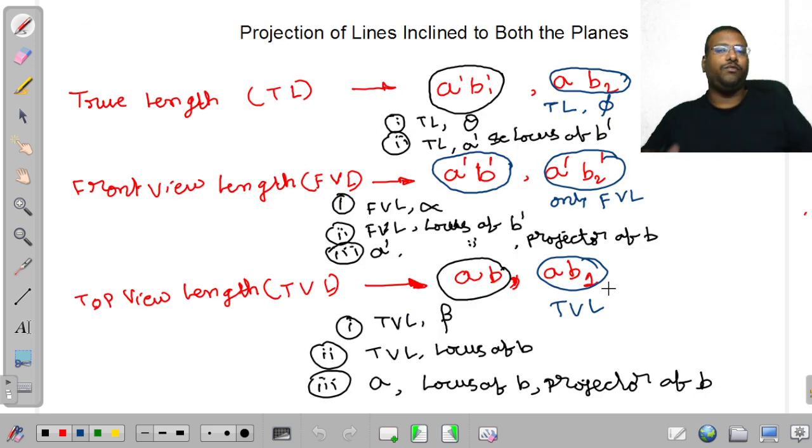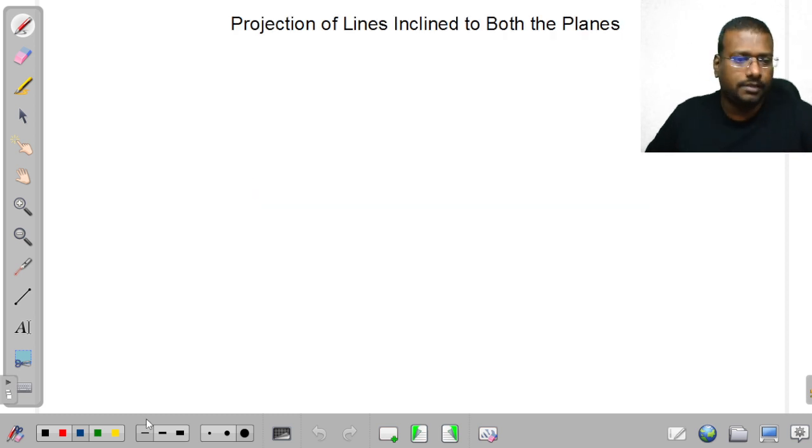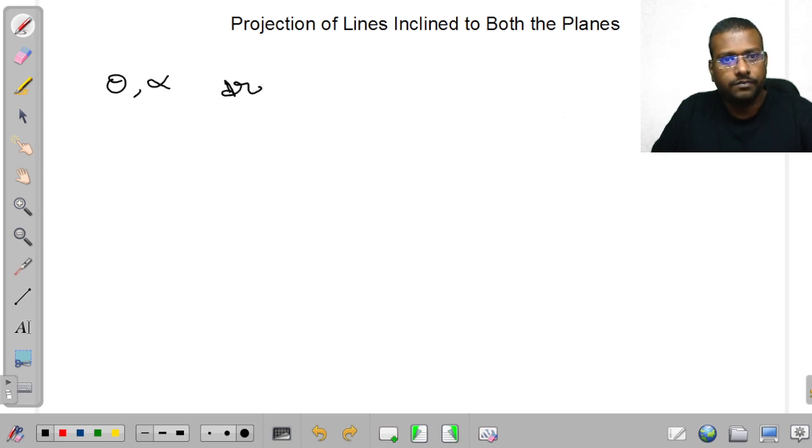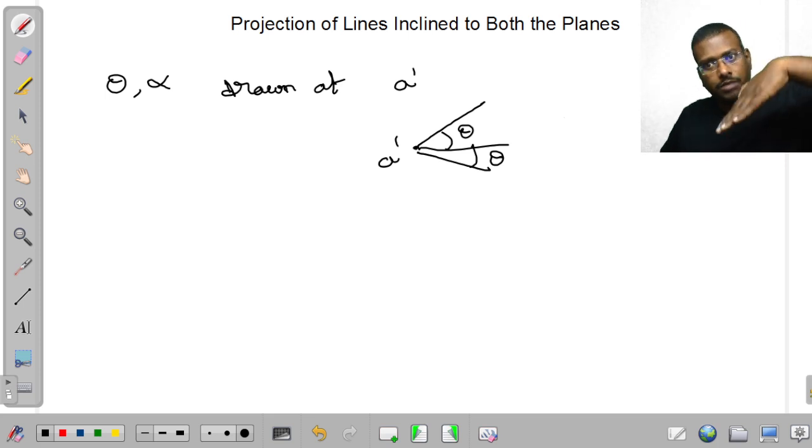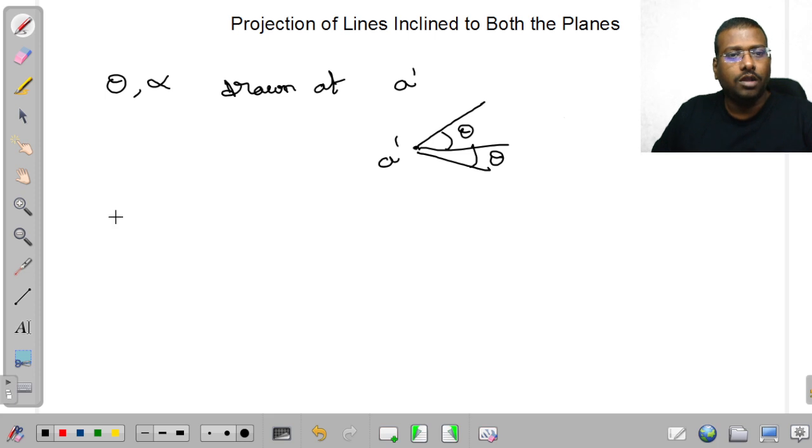Good, sir. You gave this combination. Then are there any other things we have to remember? Yes, that is theta and alpha. Angles are drawn at A dash only. Whether it is above or below depends on the situation. Sometimes theta we will draw above, sometimes below. It depends on the problem. I will take one problem for this also, because in your example theta is above. Sometimes it may be below also. Now phi and beta will be at small a.